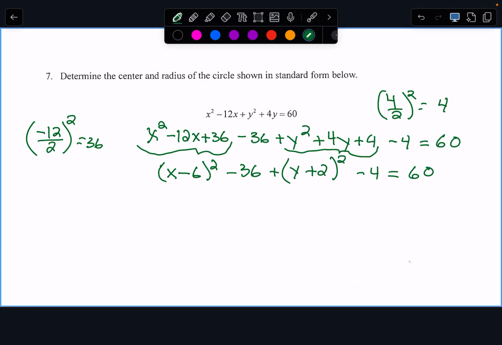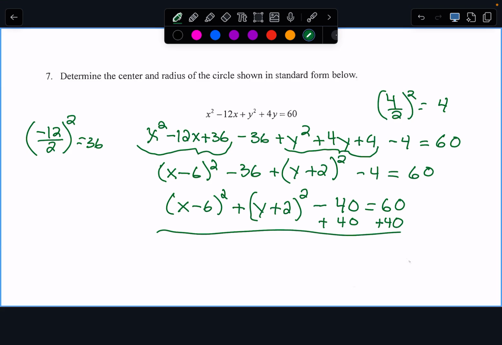So what's negative 36 and negative 4? Negative 36 minus 4. Negative what, 40? We're going to move this over. Right, so this is our final equation of the circle.